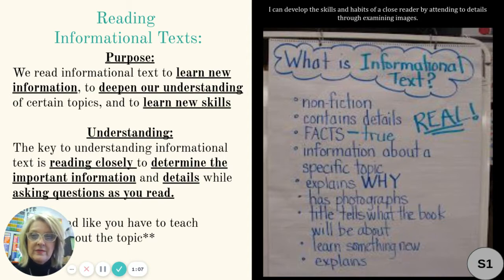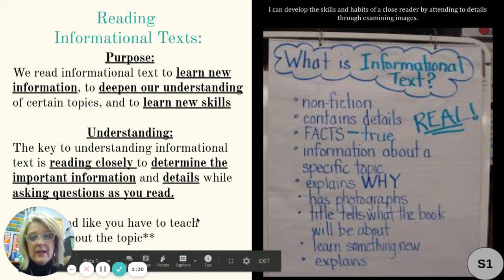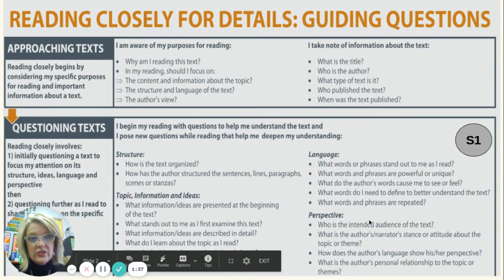It's nonfiction. It contains a lot of details that are real, facts that are true, information about a specific topic. A lot of times it explains why. A lot of times there's photographs and there's titles that tell whatever it is that you're going to read. There's subheadings, there's titles that tell you what it's going to be about. You read informational text to learn something new, and it explains things to you.